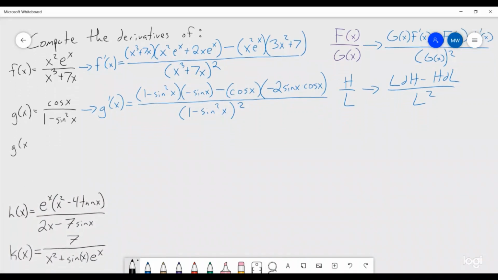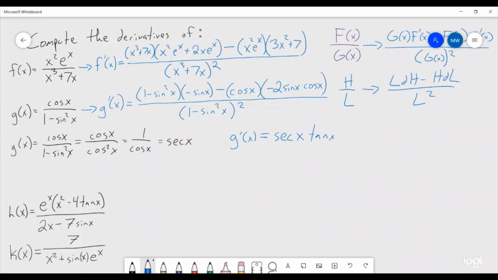So we also have that g of x is cosine x over 1 minus sine squared x. Well, 1 minus sine squared x is actually just cosine squared x. So this is just cosine x divided by cosine squared x, which is just 1 over cosine x, which is actually just secant x. So that means we could just jump straight to, if we remember the derivative of secant, g prime of x. Okay, so g prime of x, the derivative of secant, well, we did that earlier. That is secant x tangent x.